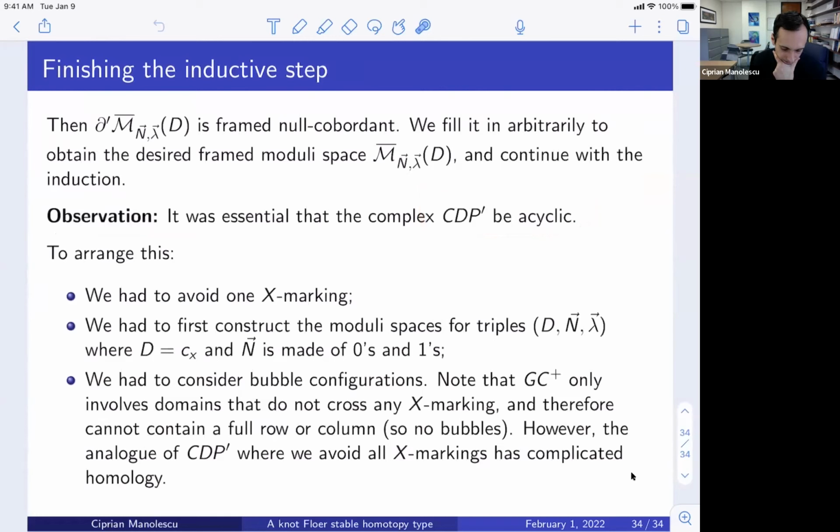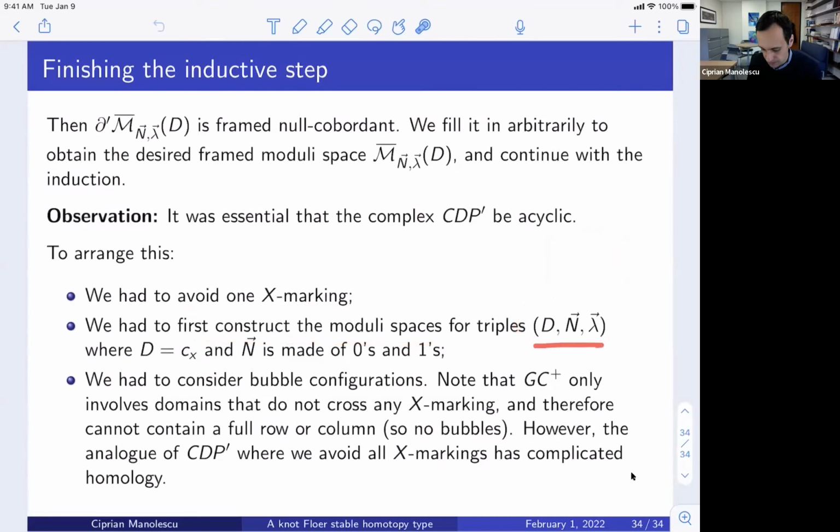And this was why we had to do a bunch of things. When I was talking about our range of applicability, we had to avoid 1x marking on the grid. So we don't allow versions of grid homology where we go over all the markings, because once you go over this marking, then the homology is no longer acyclic and we don't know what to do. And that's why we also had to first construct these moduli spaces for when D is trivial, because CDP was not acyclic. Only when you quotient by them was it acyclic.